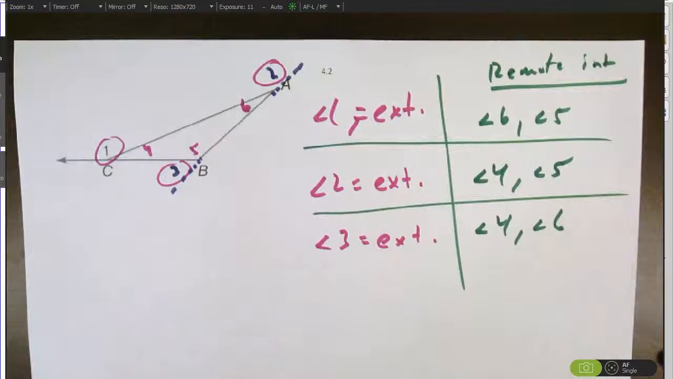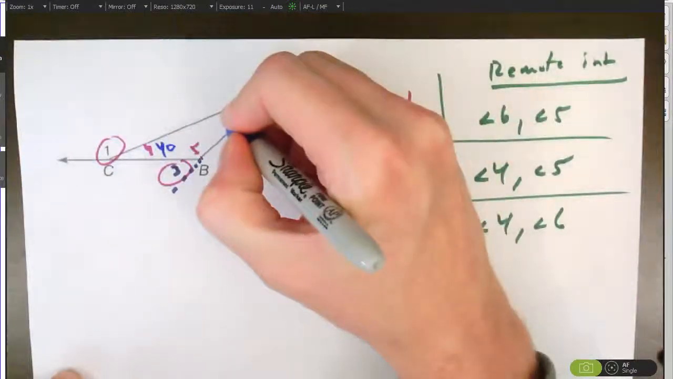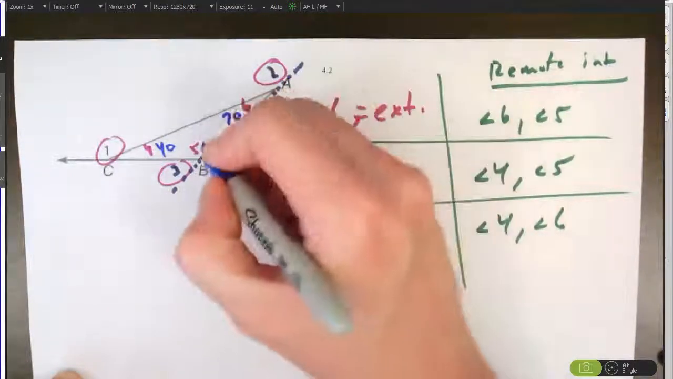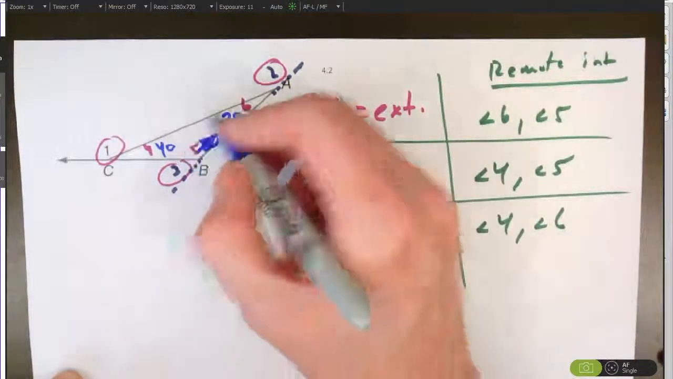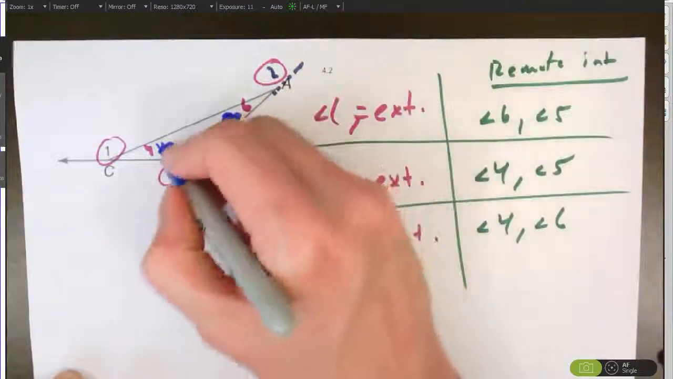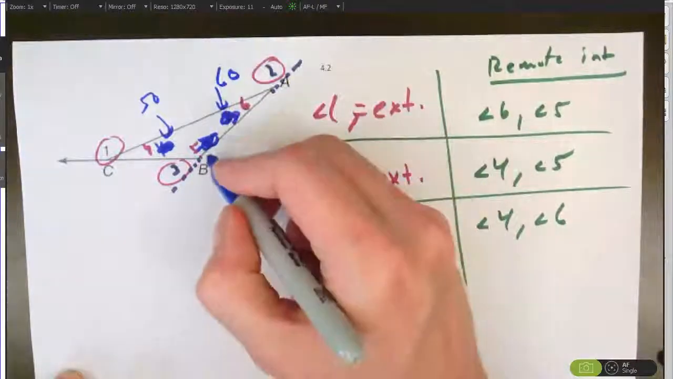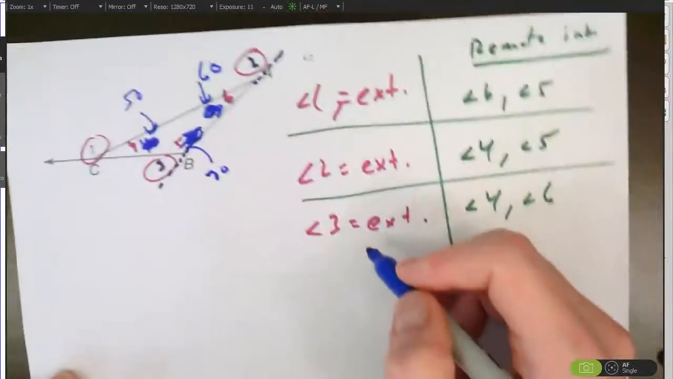All right. Now, there's a theorem about the exterior angles, about how they work out, and I'm just going to make up some angle measures here real quick. How about we make angle 4 50, we'll make angle 6 60, and we'll make angle 5 70. Yeah, because 50, 60, and 70 add to 180.